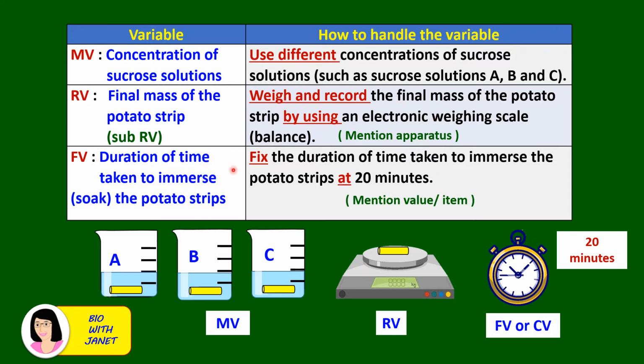Okay, and finally for FV, we can write fix the duration of time taken to immerse the potato strips at a value. So mention the value, which here is 20 minutes. So we use the words fix the FV at a particular value. Try to find the value. All right, so for FV, the value is important. For RV, you must mention the apparatus. And here below, we see the apparatus used for the different variables. Here for MV, beakers and sucrose solutions. RV is the electronic weighing scale, and for CV or FV, we use a stopwatch.